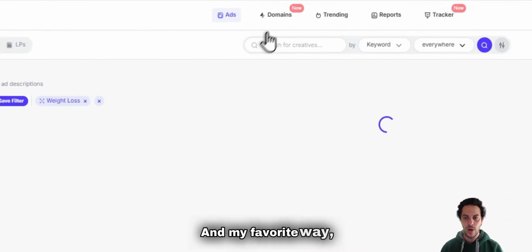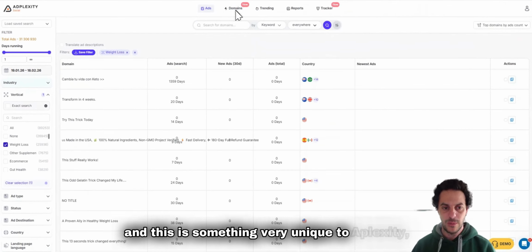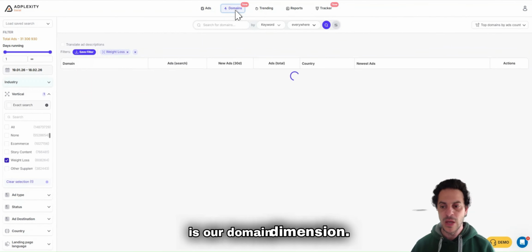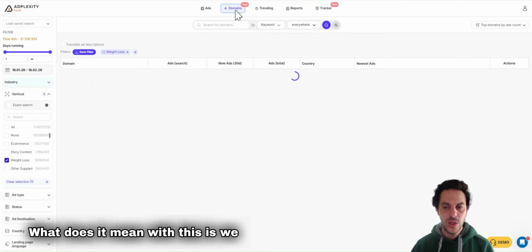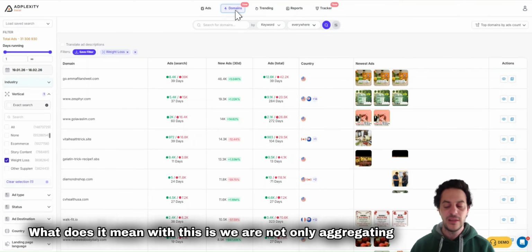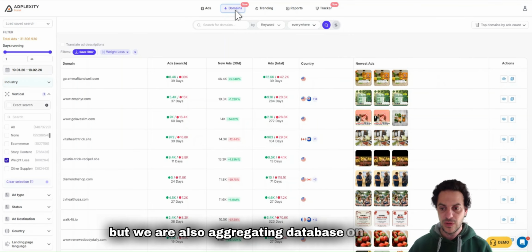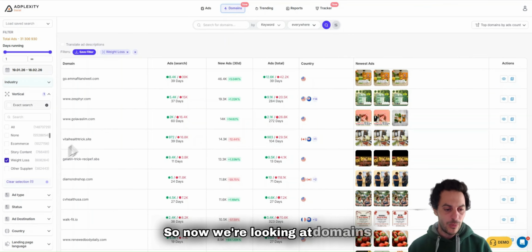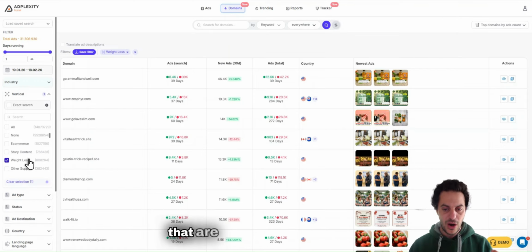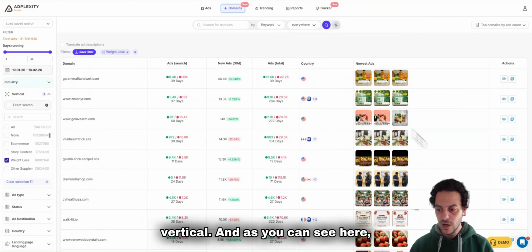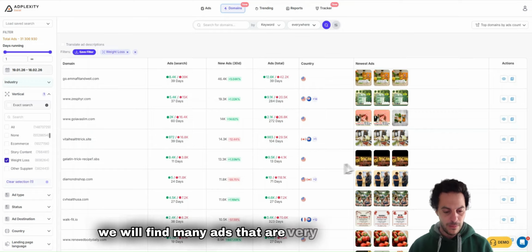And my favorite way, and this is something very unique to Adplexity, is our domain dimension. What I mean by this is we are not only aggregating data based on ads, but we are also aggregating data based on domains. So now we're looking at domains that we identify that are part of the weight loss vertical. And as you can see here, we will find many ads that are very much related to it.